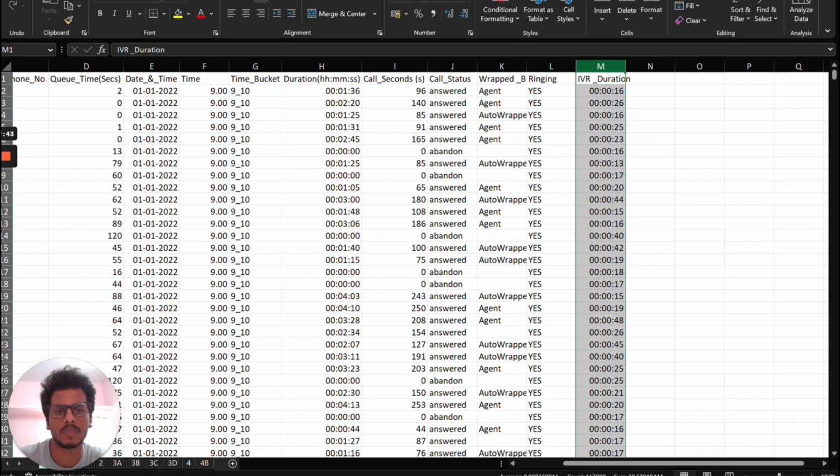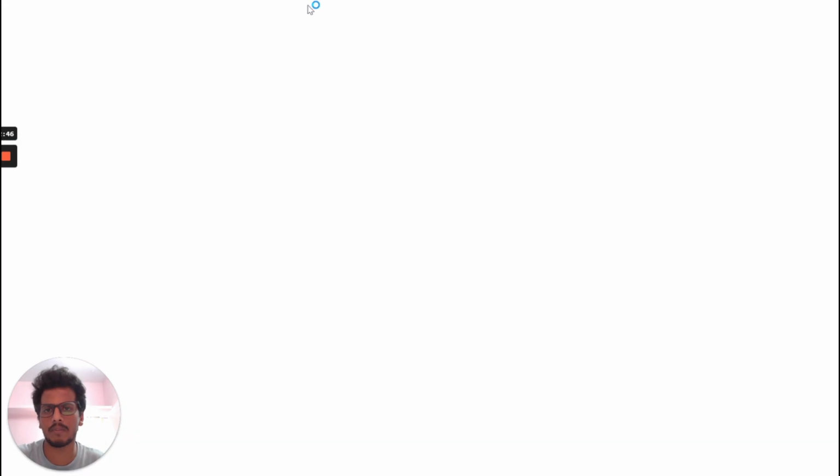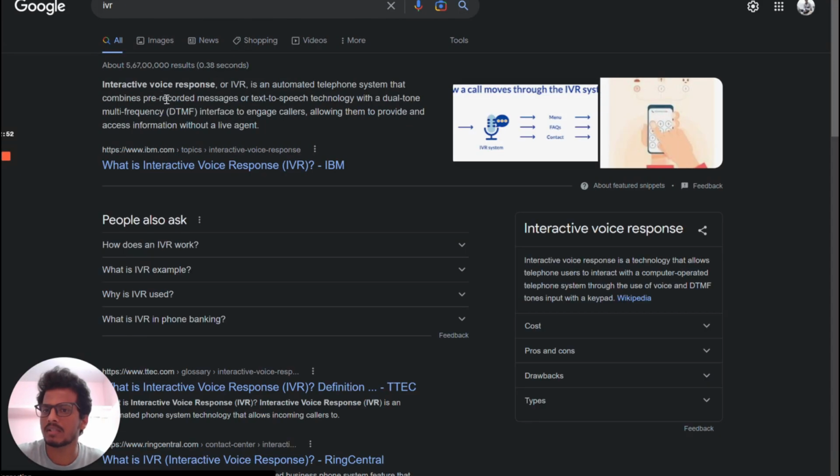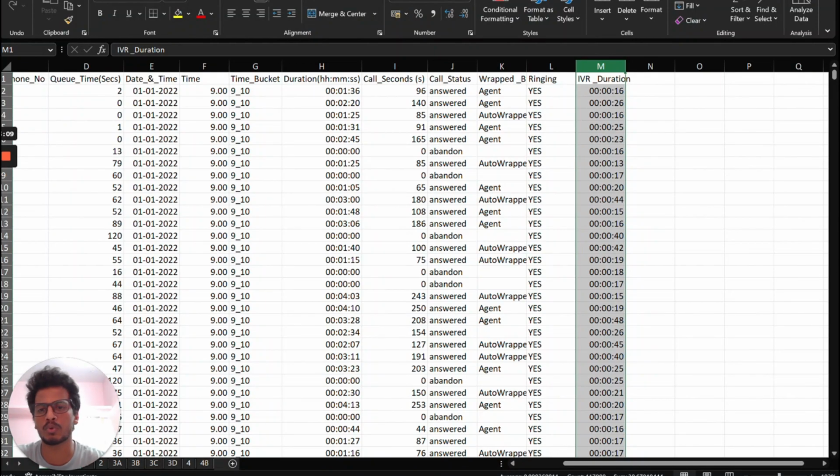IVR is interactive voice response, an automated telephone system, an AI-generated telephone system that combines pre-recorded messages or text-to-speech technology with dual-tone multi-frequency signaling. Those are too many details to go into. Suppose whenever we call customer care, or whenever we have ordered something, there is one tone that comes, a lady or a guy talking about something. That is an IVR call.